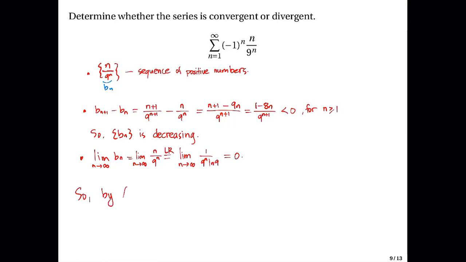Therefore, by AST, alternating series test, the series negative 1 to the n, n over 9 to the n is convergent.